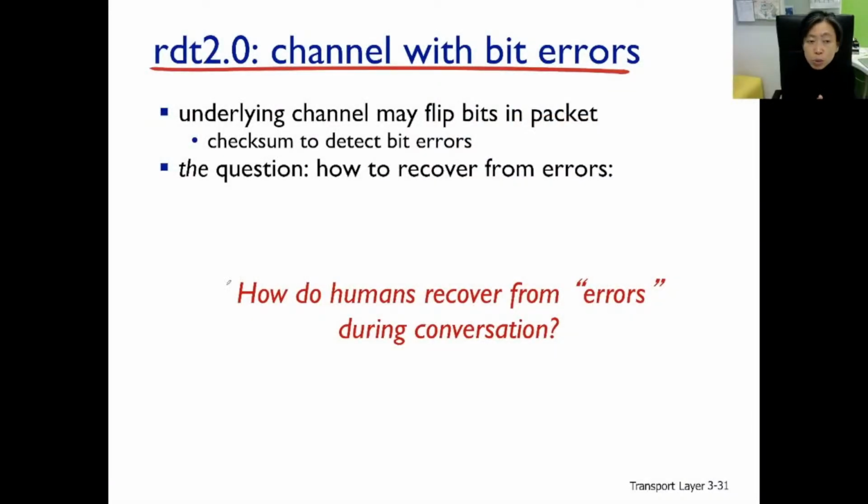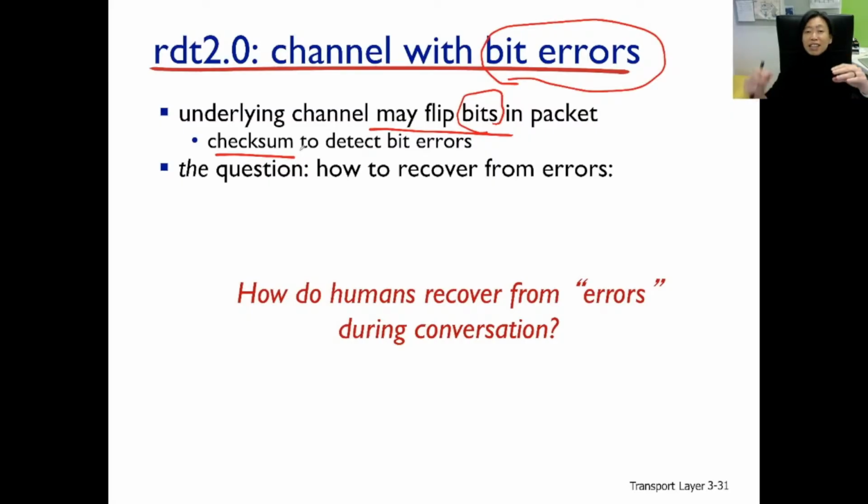And then RDT 2.0. This is when the channel is no longer perfect, but it's not so bad either. We do have some problem, but just this problem, having bit errors, meaning if you look inside the packets, some of the bits might be flipped. Therefore, it fails the checksum at the receiver. So the computed checksum and the packet header checksum somehow didn't match. The receiver then detects a bit error. The question is, how do we recover from this error?